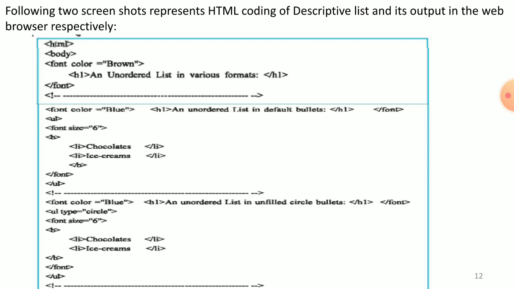And the next comment line, font color equals to blue, H1 unordered list is unfilled circle bullets, /H1 /font. UL type equals to circle, font size equals to 6, B for bold, LI chocolate /LI, LI ice cream /LI, /B /font /UL. And then comment line.